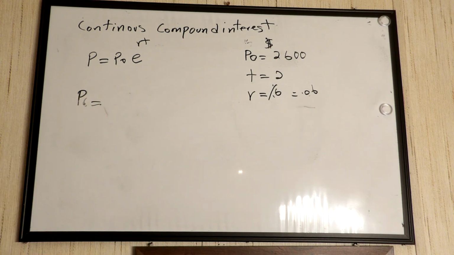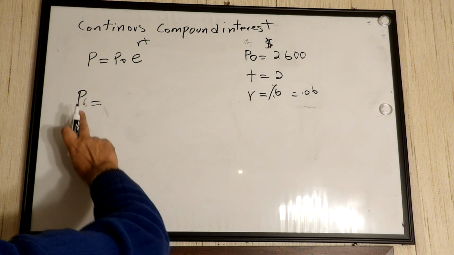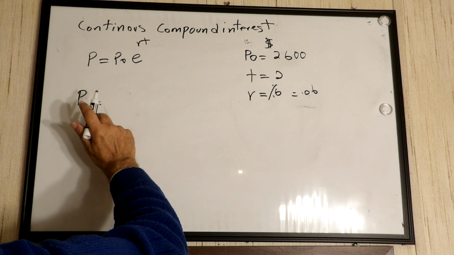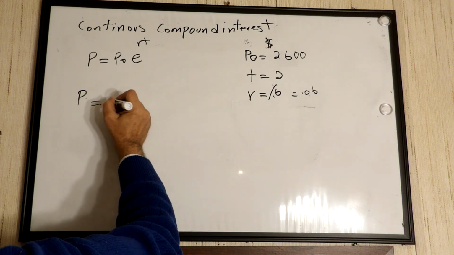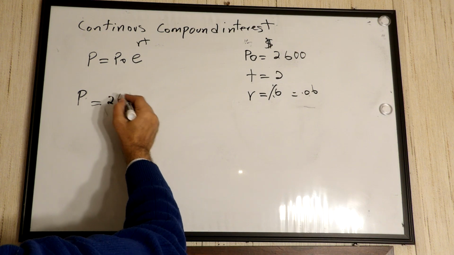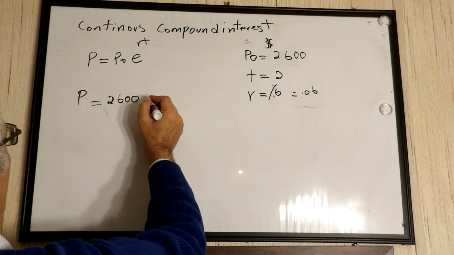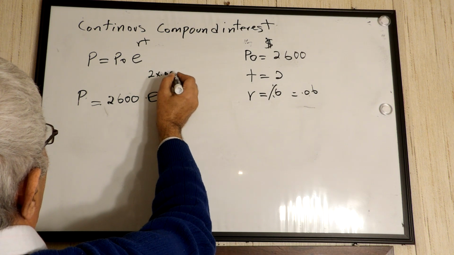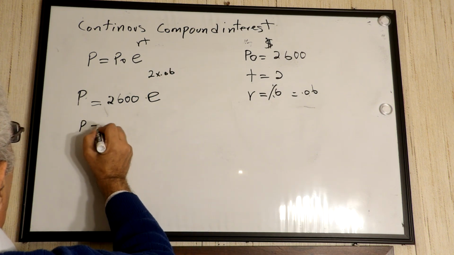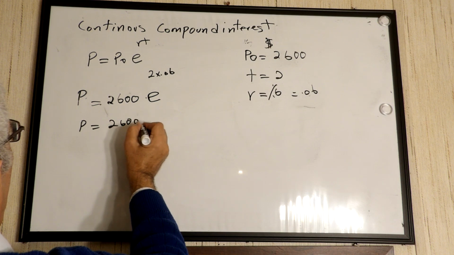How much are you going to owe after 2 years? You borrowed some money, that is 2,600, times e to the power of 2 times 0.06. So you find this one.